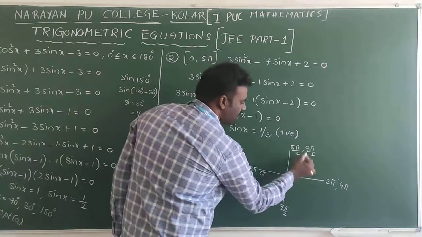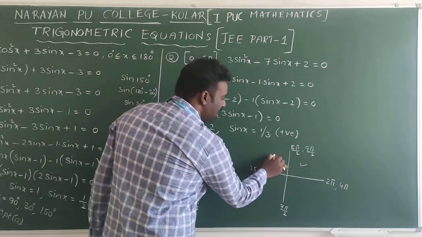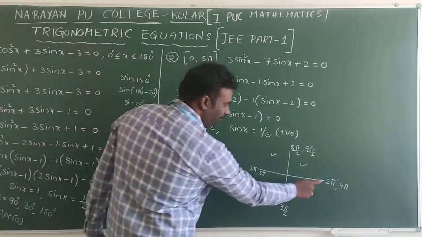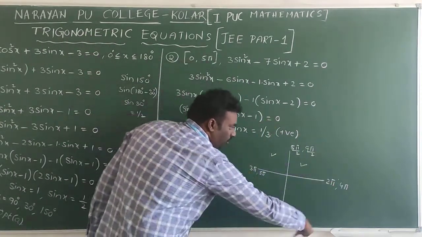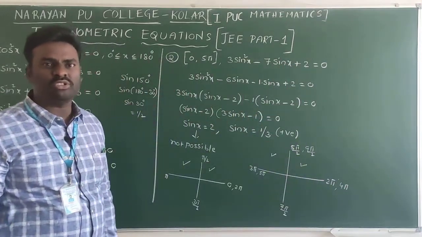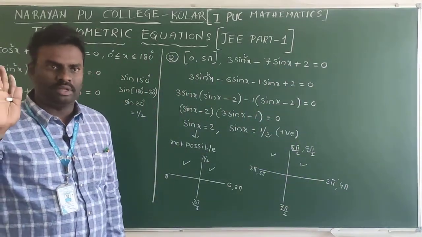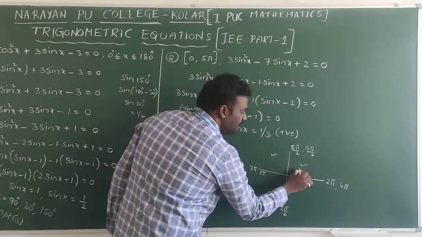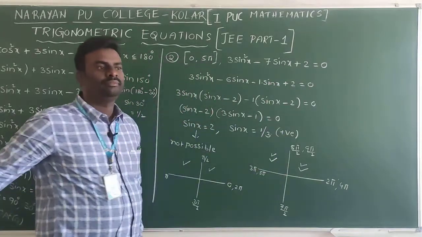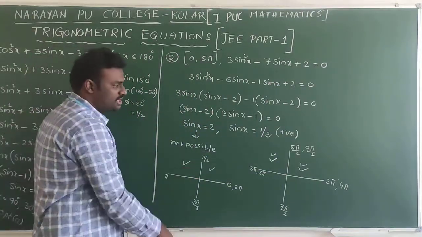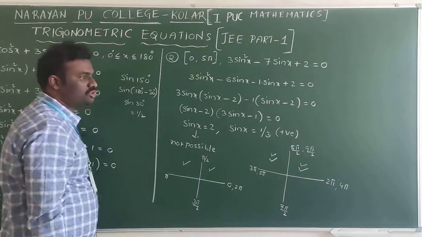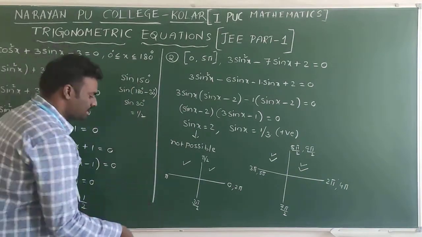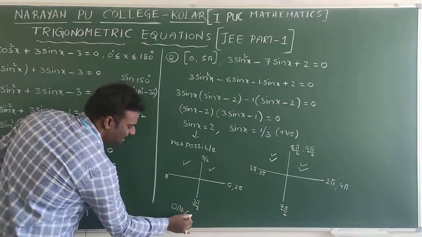Again in this first quadrant it is positive. Again in the second quadrant it is positive. Now what you will get from 2 pi to 4 pi? Again how many solutions? Two solutions. Again 4 pi to 5 pi, another two solutions will exist. Now here two solutions, here two solutions, here two solutions. Total you will get 6 solutions for this question number 2. That is nothing but option C is the correct answer.